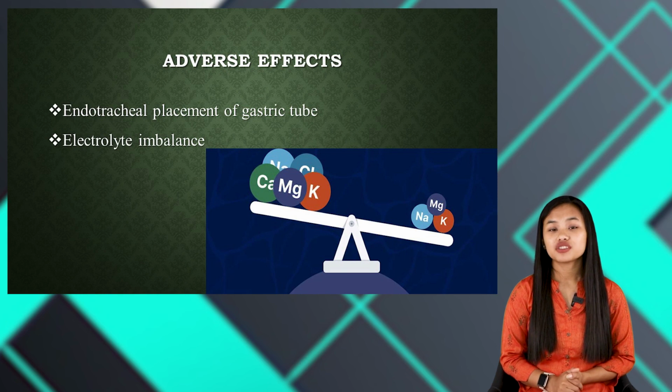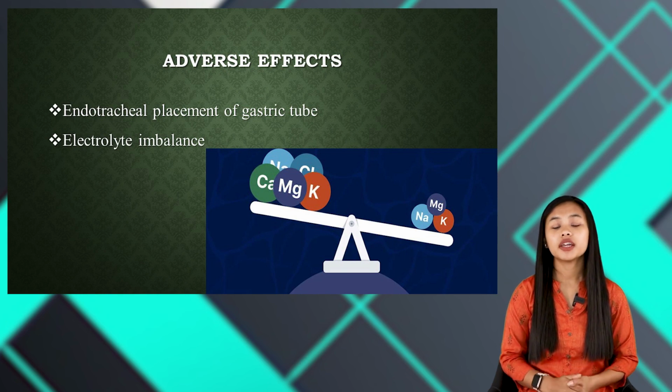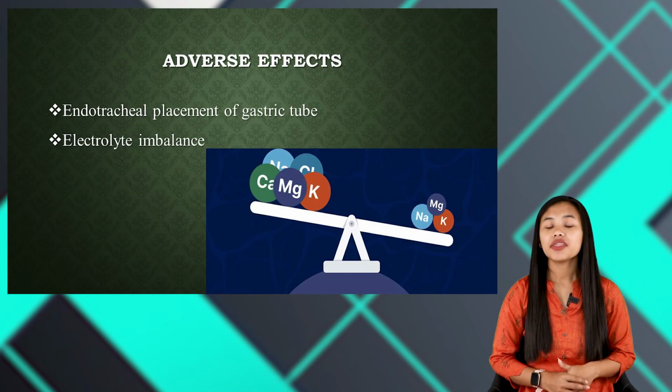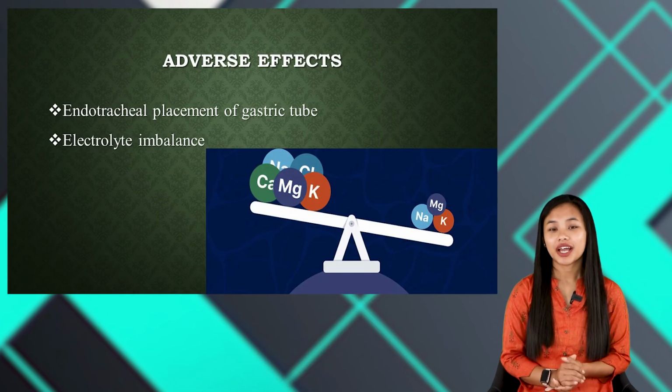Endotracheal placement of the gastric tube can also occur, whereby instead of placing the tube from the nose or from the mouth into the esophagus and down into the stomach, you may mistakenly place the tube from the nose or from the mouth into the trachea, which will then lead to the lungs. And the last one is electrolyte imbalance.